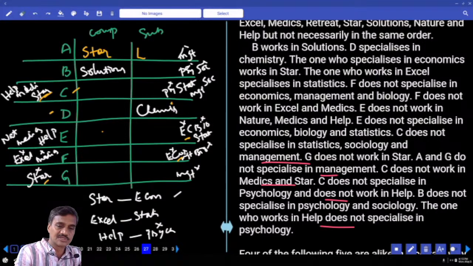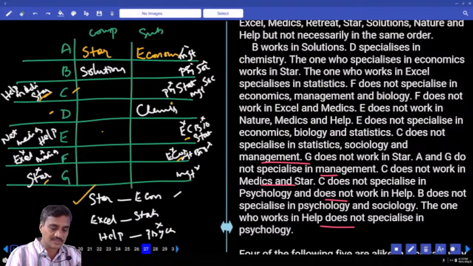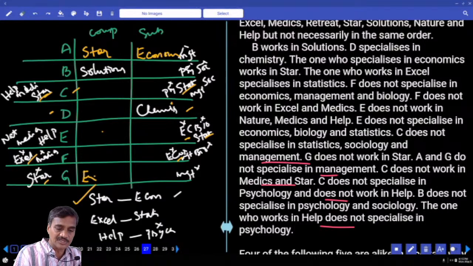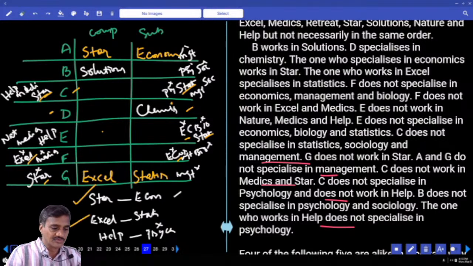And the subject is economics. STAR economics is done. Excel and statistics must be together. Statistics is not possible here, here or here, and Excel is not possible either. Hence G must be working in Excel and the subject is statistics. Clear? Now we are done with this information.